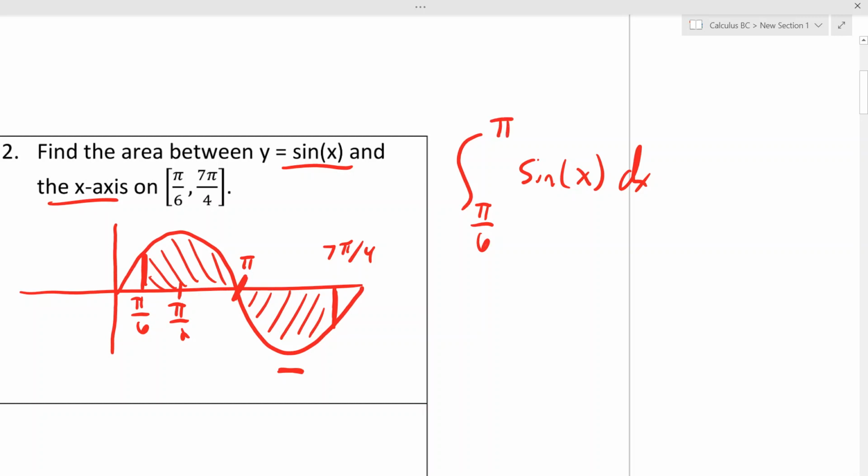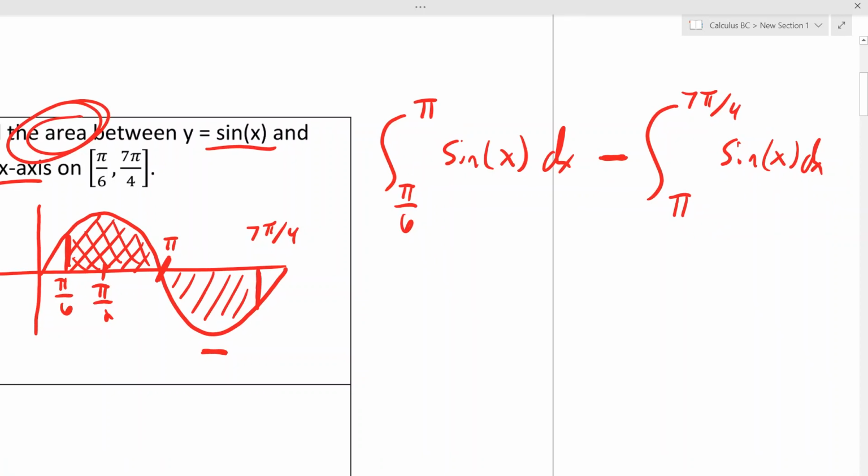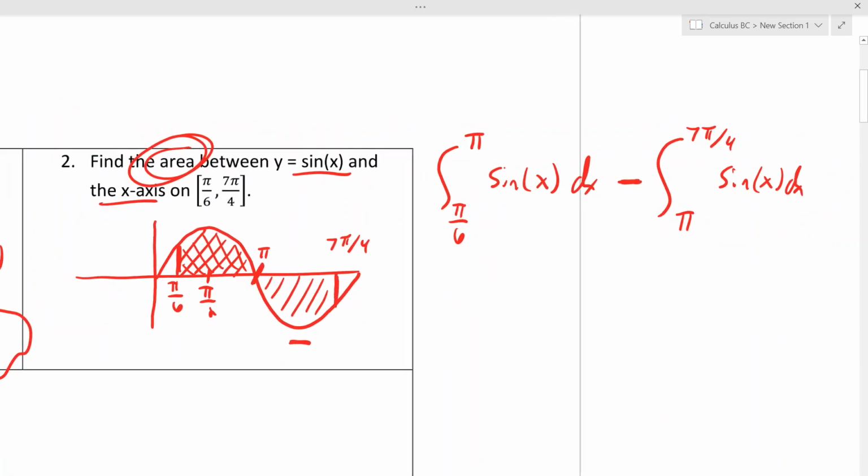Okay, and I'm only doing this because I asked you specifically find me the area. Okay, so we're going to go from pi over 6 to pi, and that's going to find the area in this little checkered pattern there, right? Okay. And then I need to find the integral from pi to 7 pi over 4 of sine of x dx too. Cool, but I don't want to add it, I want to subtract it because it's negative and I want to know what the actual area is.